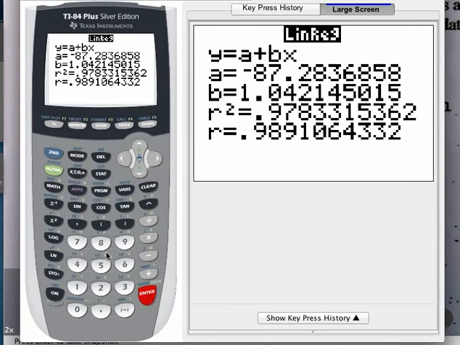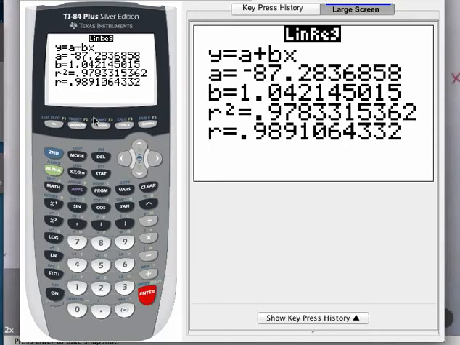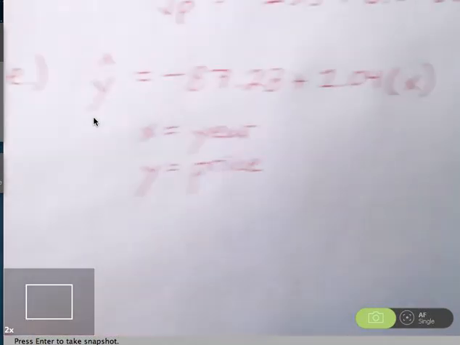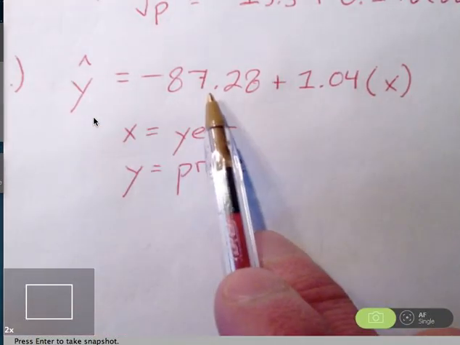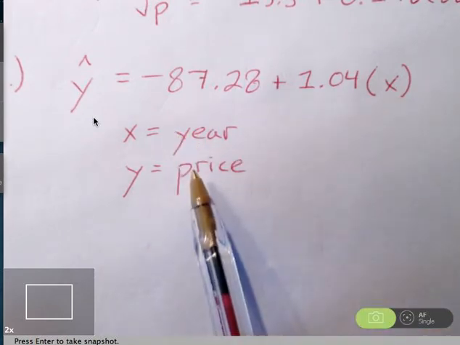Very good. So notice here is my constant, the negative 87.28. The slope is 1.04. Notice the value of r squared is quite high. It's 0.978. So 97.8% of the variability in price is being explained by this linear model using production year as the explanatory variable. I've taken the time to go ahead and write this model out. This is something that you would want to be able to do. So here it is, y hat is equal to the intercept plus the slope times x. Again, make sure you say specifically what x and y represent.